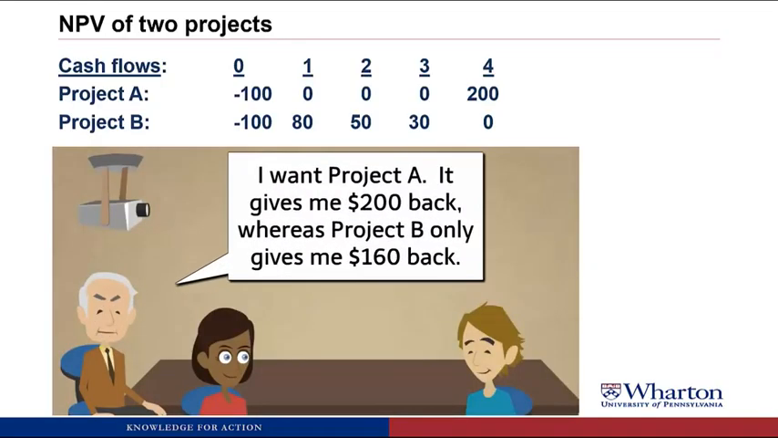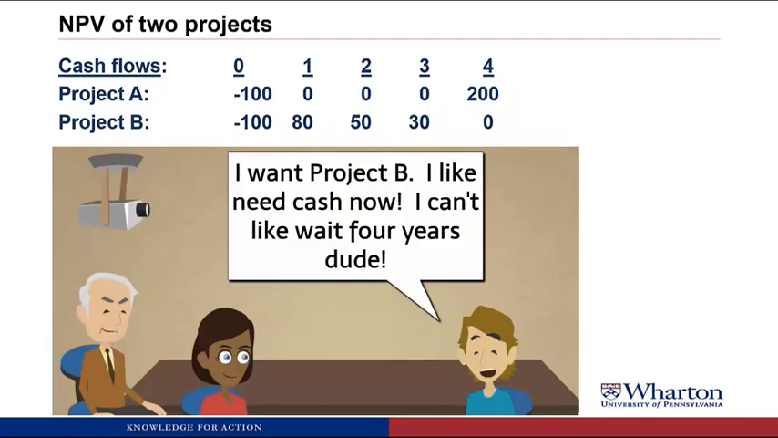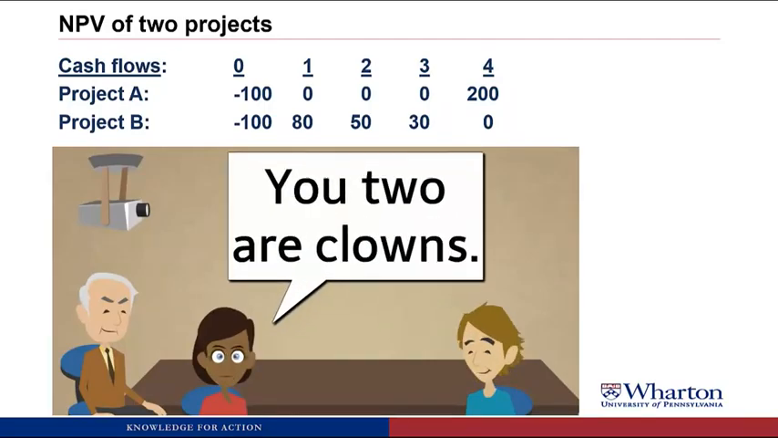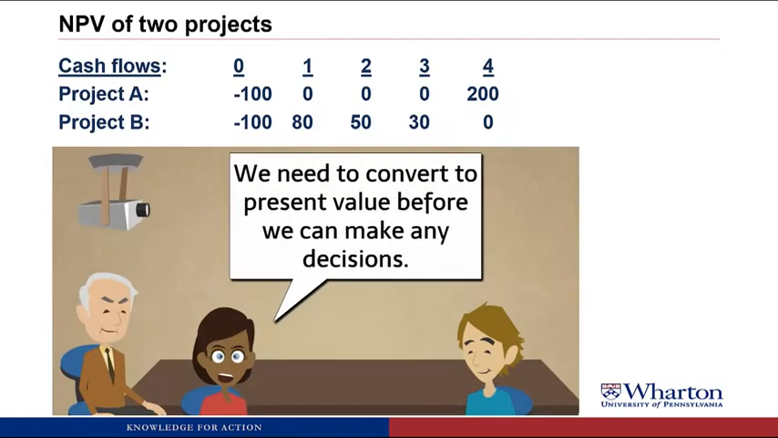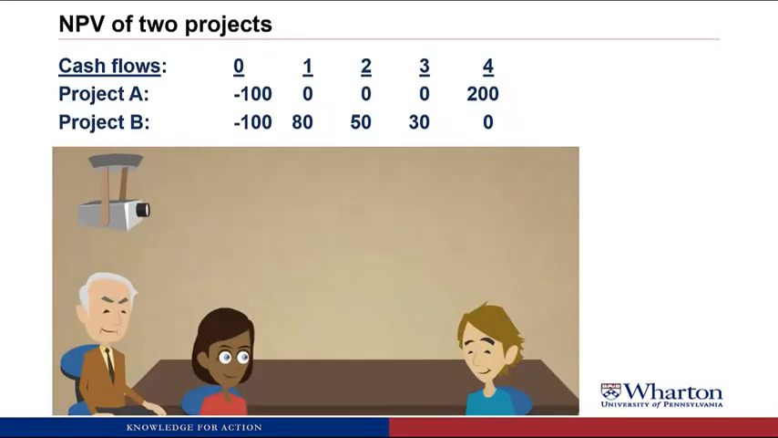I want Project A. It gives me $200 back, whereas Project B only gives me $160 back. I want Project B. I like my cash now. I can wait 4 years, dude. You two are clowns. Did you not pay attention to this video? We need to convert to present value before we can make any decisions.